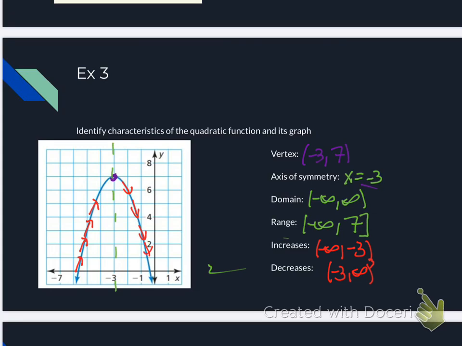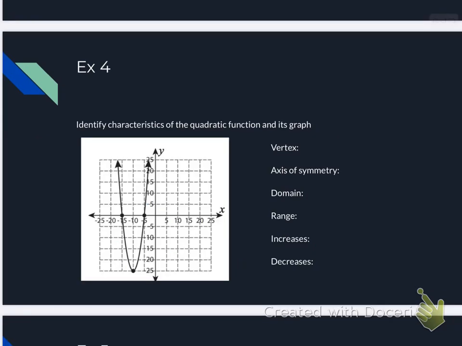Okay, one more. Our vertex, it's already marked for us down here. So that's going to be negative 10, negative 25. Our axis of symmetry is that x part, so x equals negative 10. Your domain stays that same, negative infinity to positive infinity for all of our cases.